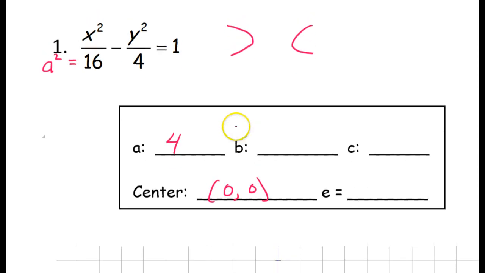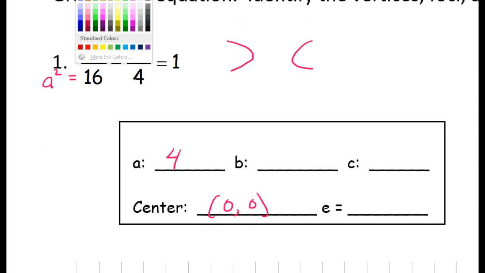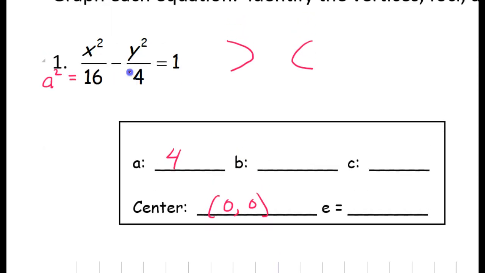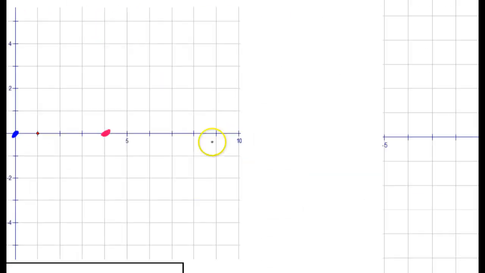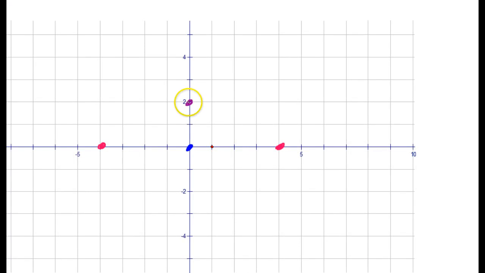So we have the vertices. Now, the b value, the negative denominator, the second denominator, will always be b squared. That means b is 2. Notice that this 4 is with the y term. So I will do plus or minus 2 in the y direction. So if I go up 2 and down 2, these are my co-vertices.